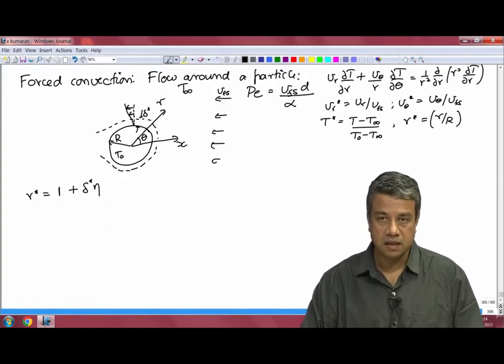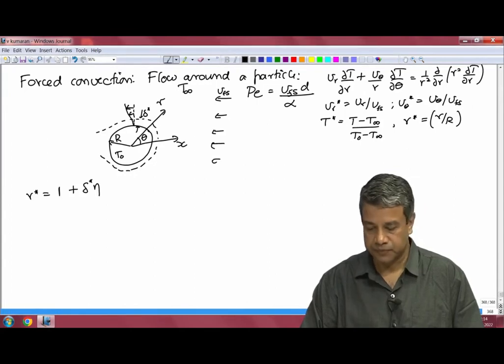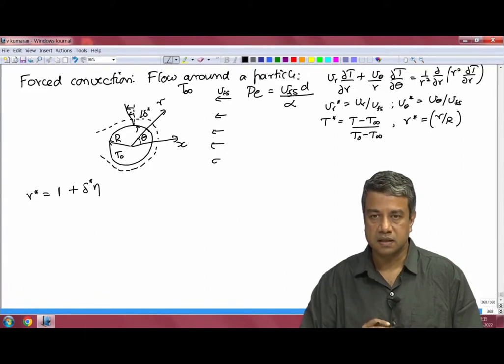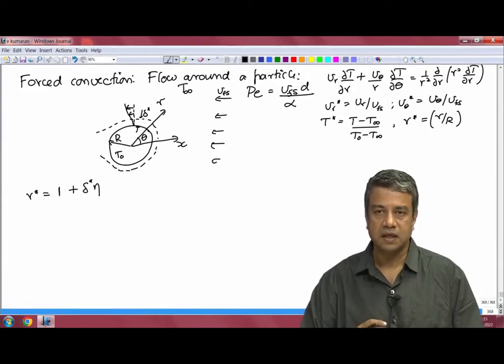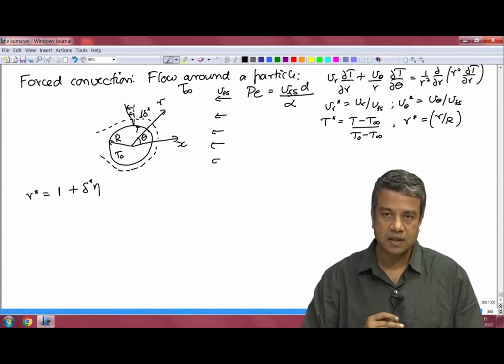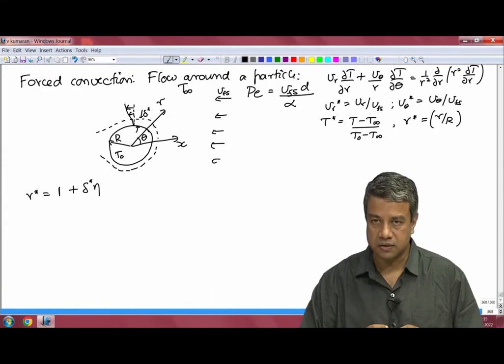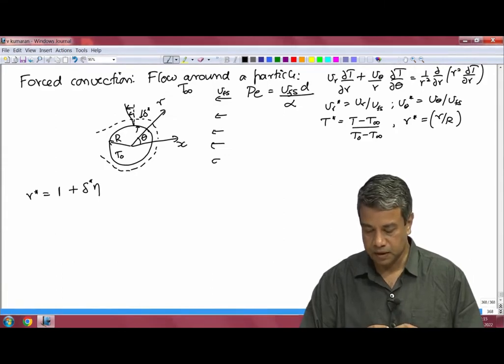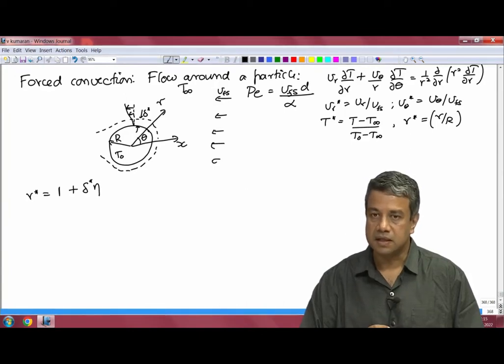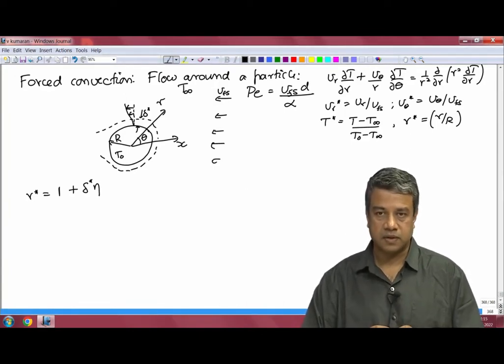Delta star decreases to 0 as the Peclet number becomes larger and larger. As the Peclet number becomes larger, the heat that is diffusing from the surface gets rapidly convected downstream with a higher velocity. Therefore, the disturbance to the temperature is restricted to a thinner and thinner layer close to the surface. So, delta star decreases as the Peclet number increases, I am sorry.